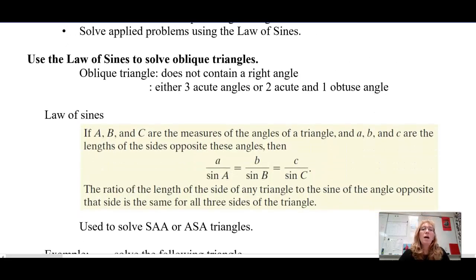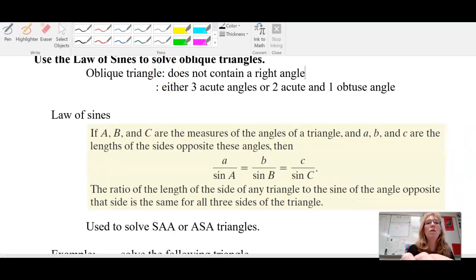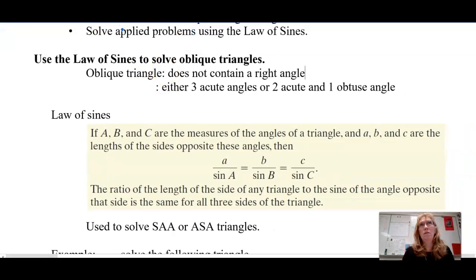Okay, now to use law of sines to find an oblique triangle, it does not contain a right triangle. That's what this means. So you can't use just sine equals opposite over hypotenuse, or cosine equals adjacent over hypotenuse. Those don't work. So we have to use law of sines and cosines in order to solve these.